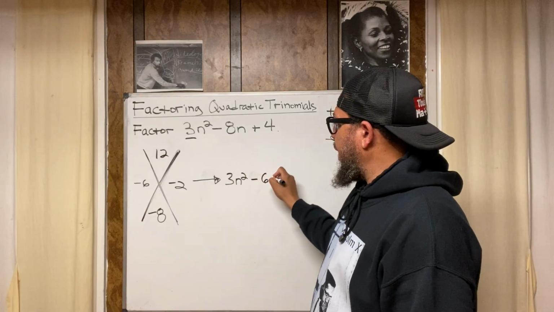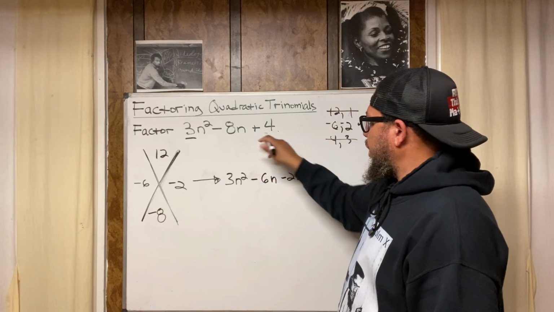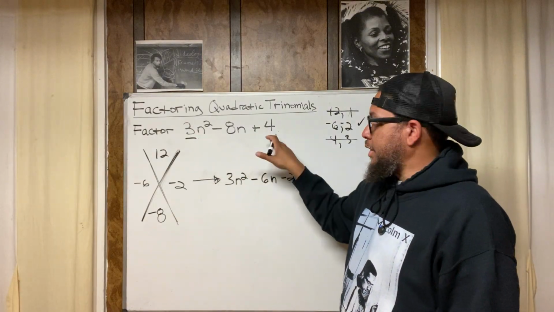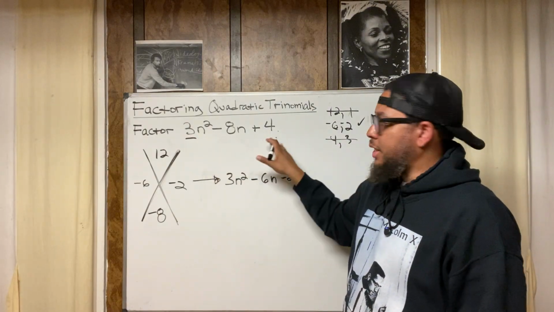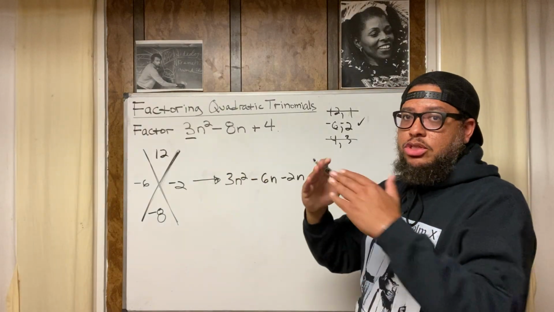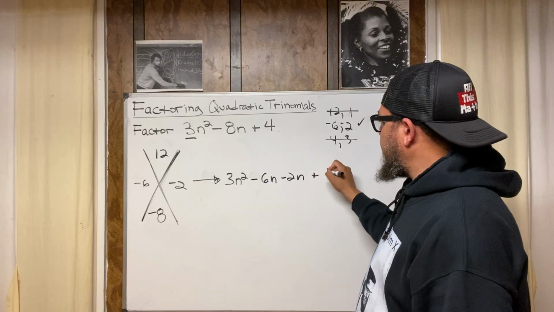All right, so now we got minus 6n, minus 2n. And then we bring that plus 4 down. First term don't change, last term don't change. We stretch it out by breaking up the middle term into 2 terms. Then we got plus 4.